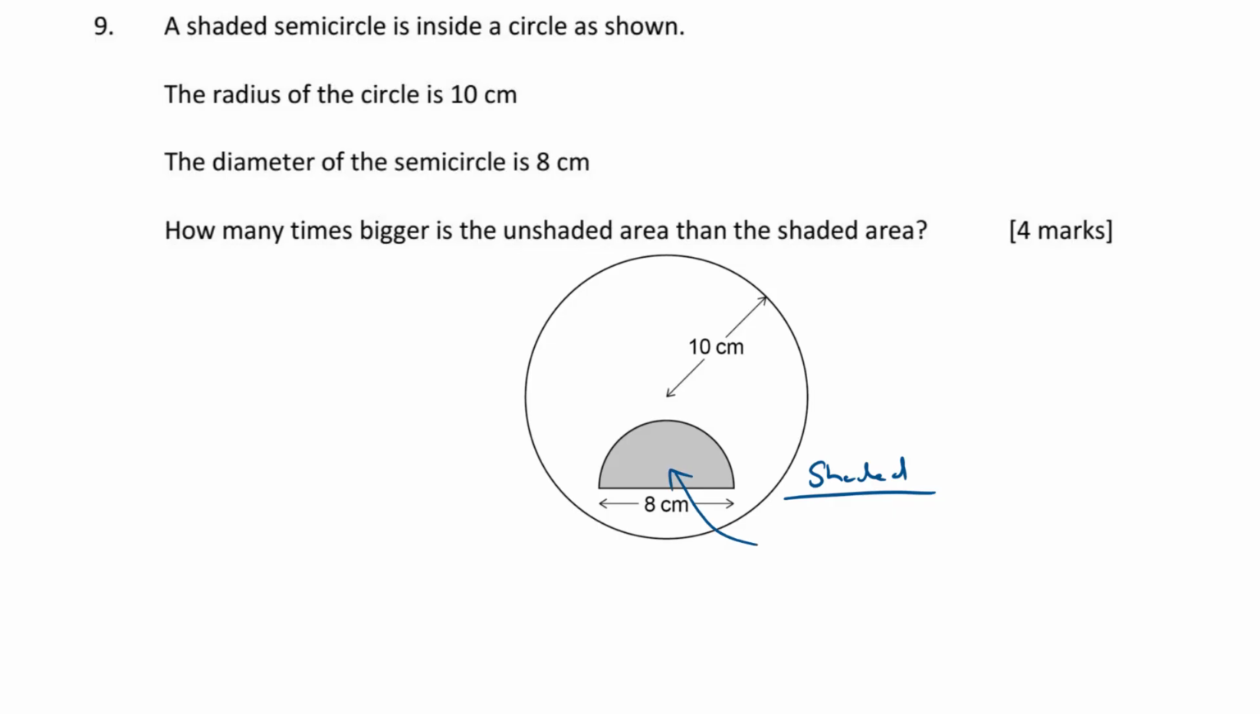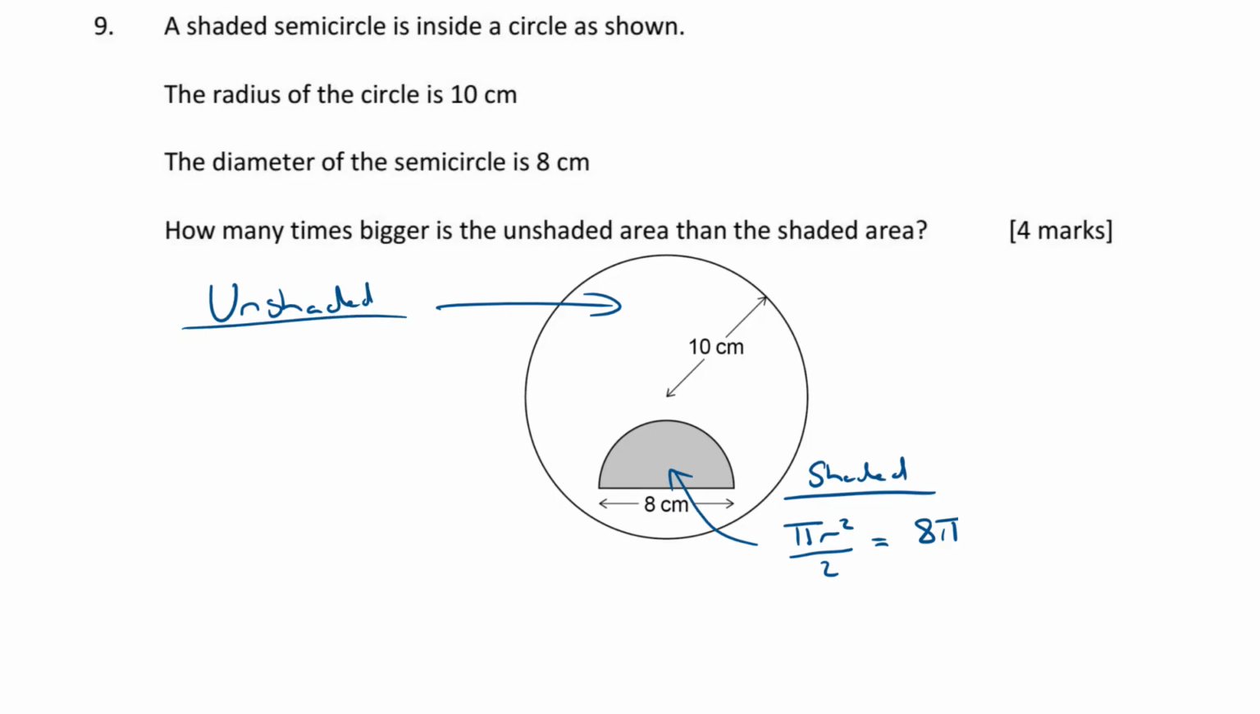Now, the area of a circle is pi r squared. So a semicircle is going to be pi r squared over 2, isn't it? Okay, so in this case, r is half of d, the radius is half the diameter. So it's 4 squared, 16, divided by 2, 8. That's going to give you 8 pi. Now let's have a think about the unshaded area.